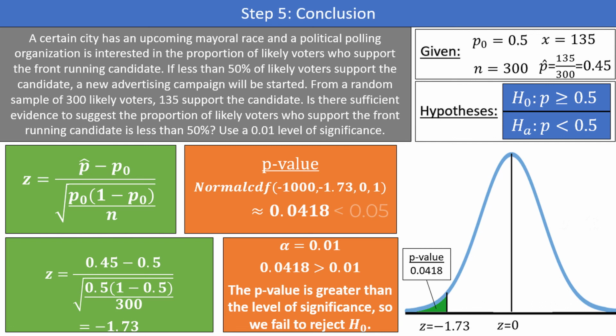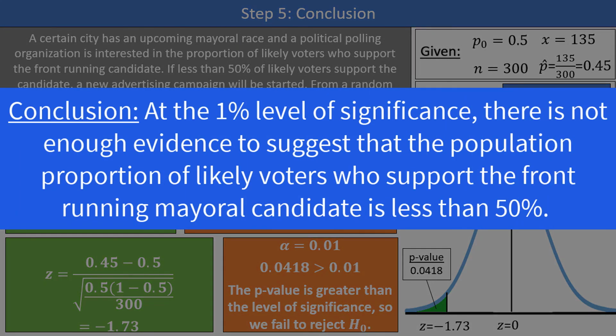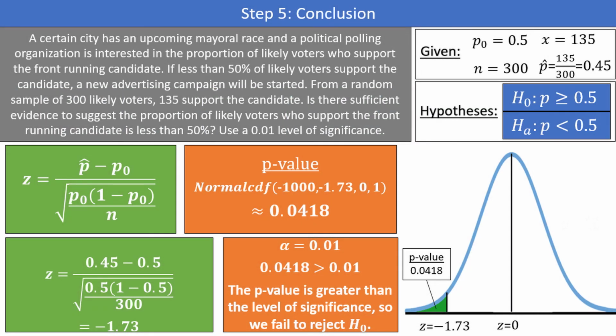Step 5 is the conclusion. For our conclusion, we say that at the 1% level of significance, there is not enough evidence to suggest that the population proportion of likely voters who support the front-running mayoral candidate is less than 50%. And we are done.